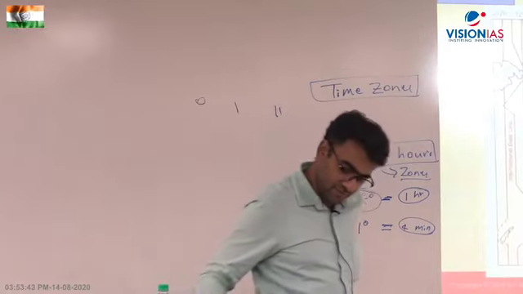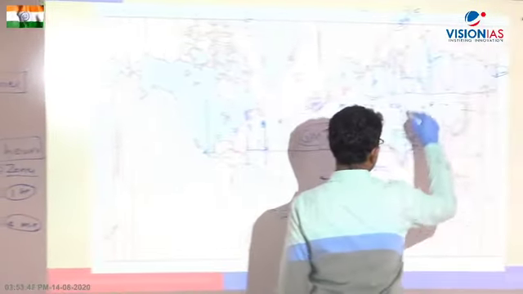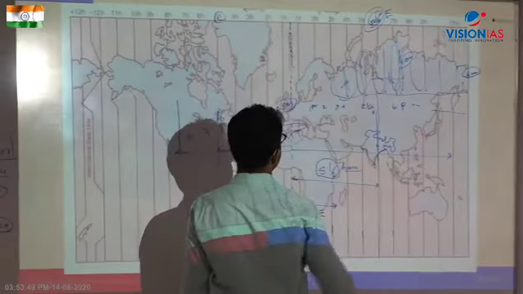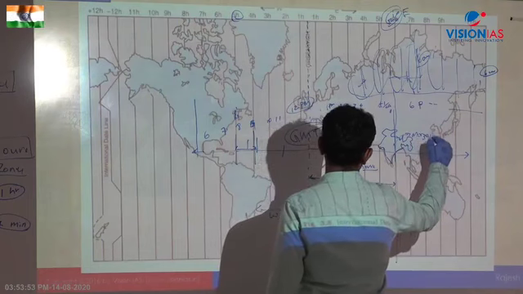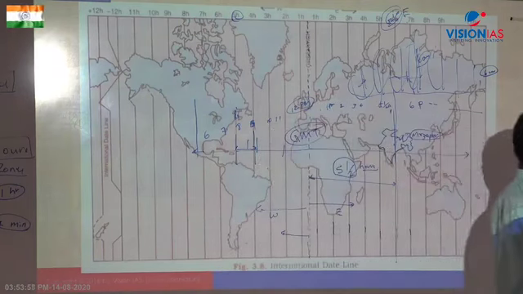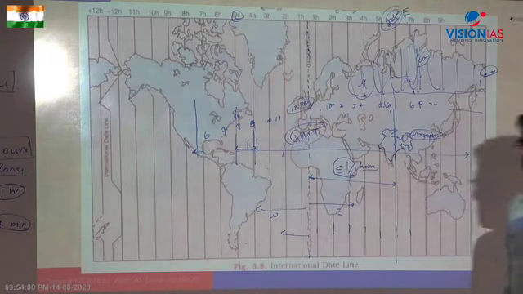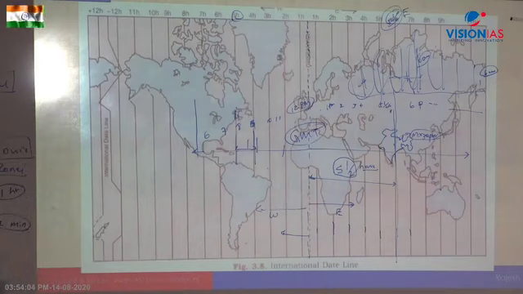And which one does India follow? We say Indian Standard Time, IST, that is 82.5 degrees, which passes through Mirzapur of Uttar Pradesh. We have taken that as a time zone because that is at the center of India. So I'll give you a problem. Let's see. I hope you can solve this.